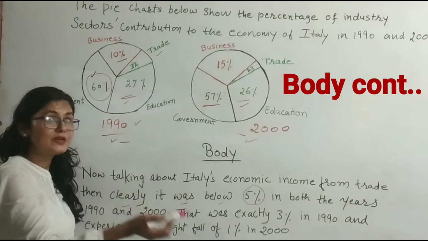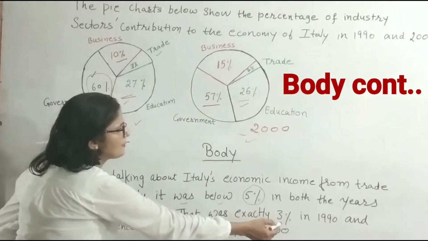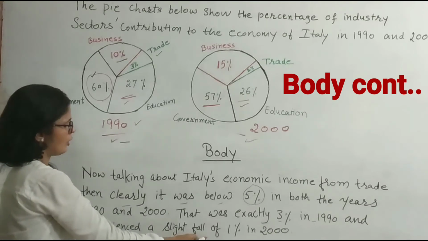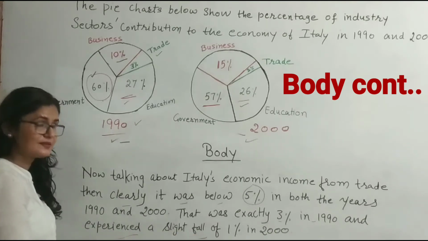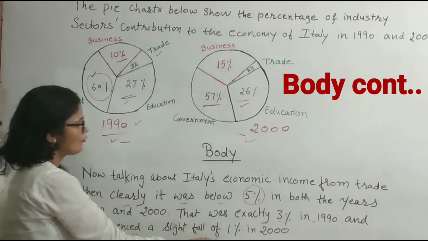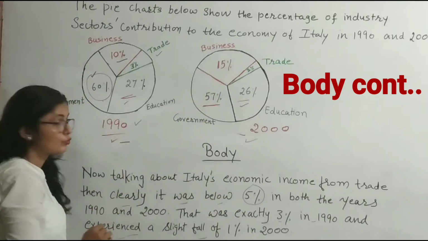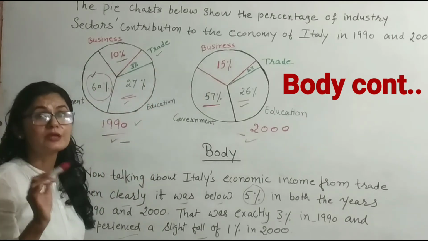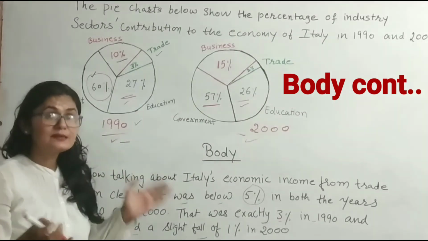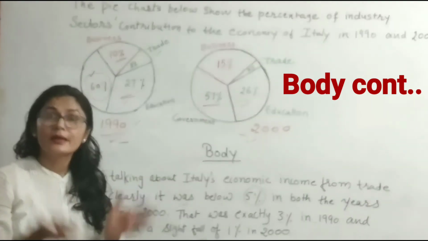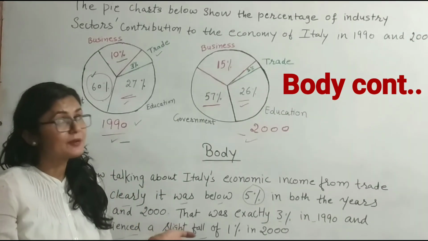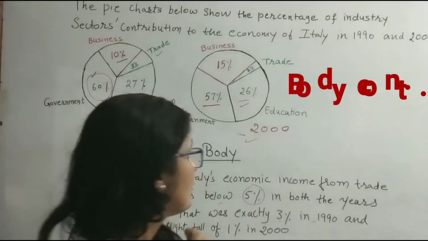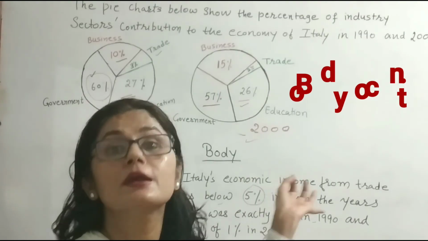So now I'm just elaborating it. That was exactly 3% in 1990 and experienced a slight fall. Experienced, simple past tense, a slight fall of 1% in 2000. So here, 3 minus 1 is 2. So what am I doing? I'm adding, subtracting, or when multiplication or division is needed, I'll do that also. See, very easy for writing the body of any graph.